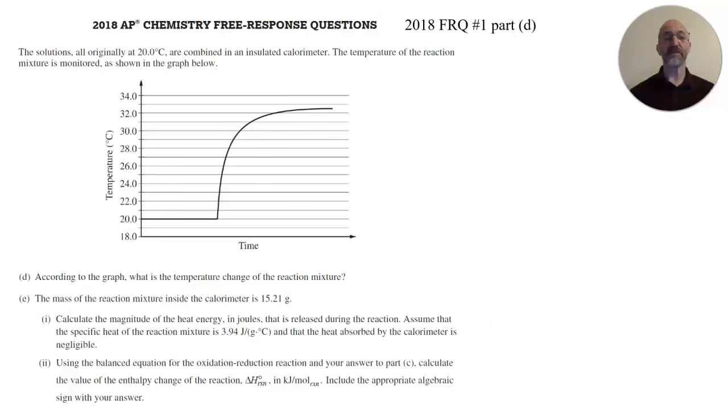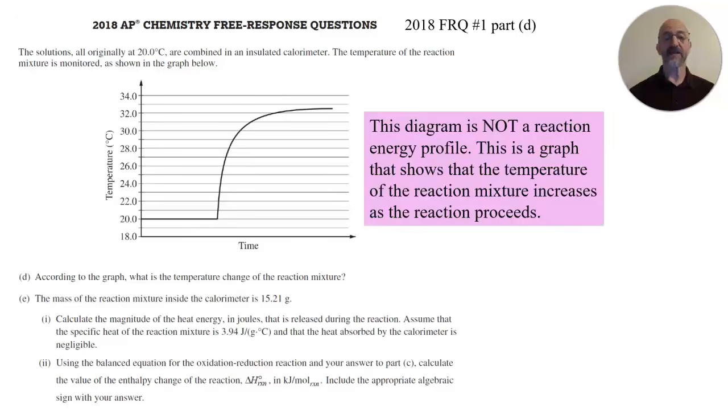Now, before I move on to the review for topic 6.3, I wanted to show you an example of a diagram. This comes from the 2018 AP Chemistry Free Response questions. Again, I've included a link in the video description area to the 2018 free response questions as well as the official scoring guidelines. So what I'm focusing on is this diagram. This diagram shows temperature on the y-axis and time on the x-axis. So I wanted to show you that this diagram is not a reaction energy profile.